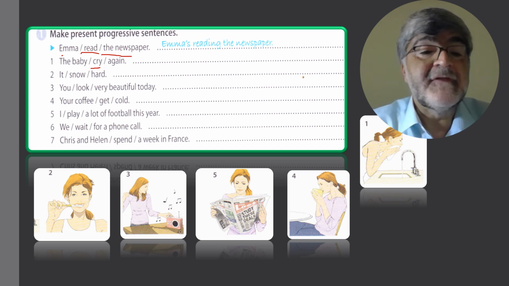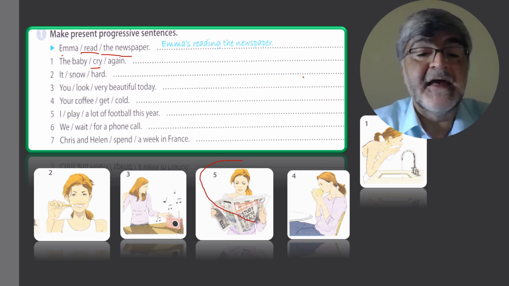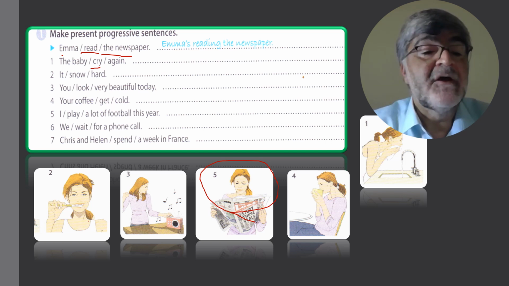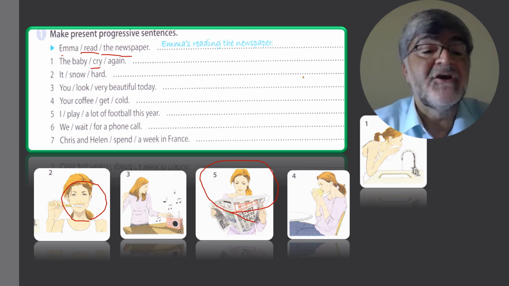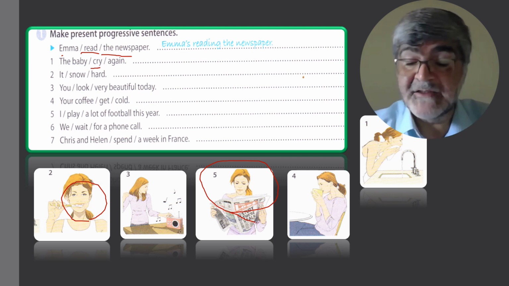Now you can look at these photos and for example, this lady number 5, you can say, what is she doing? She's reading the newspaper. We can match it with the sentences also. Number 2, what is she doing? She's brushing her teeth. Not she is, I mean in the contracted form.